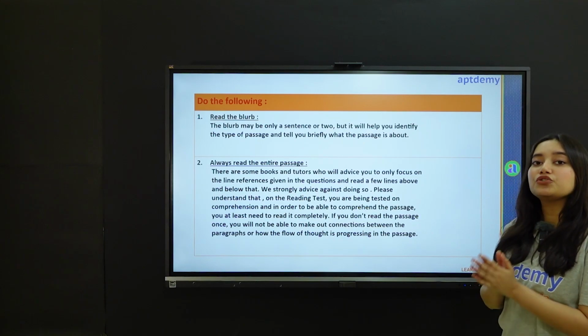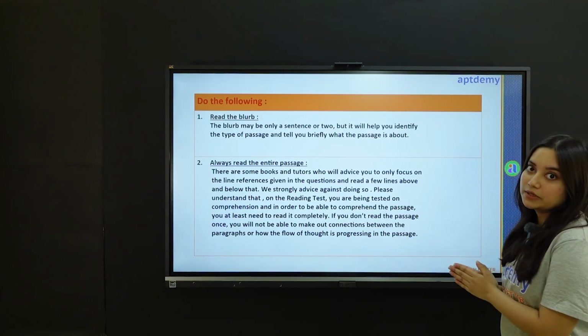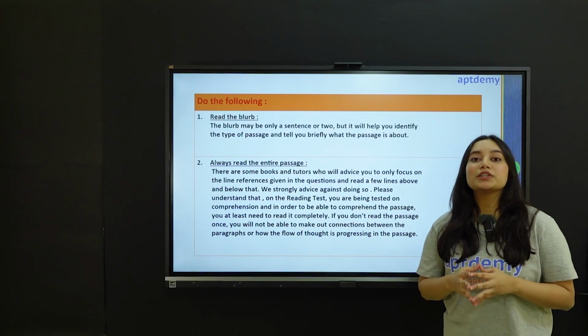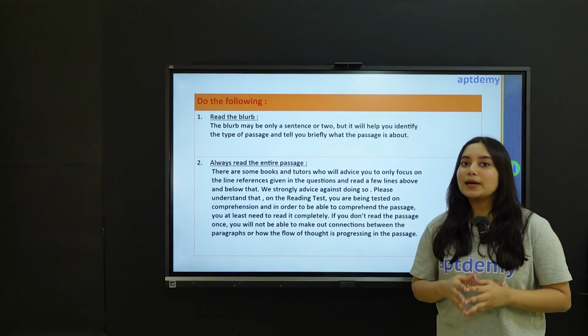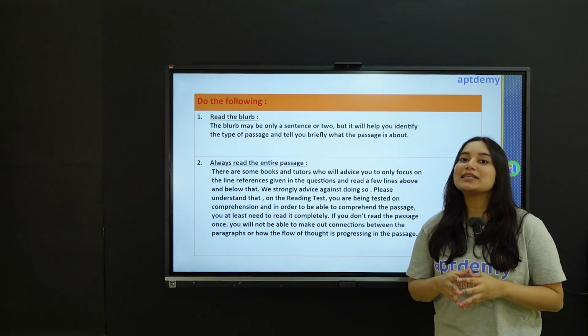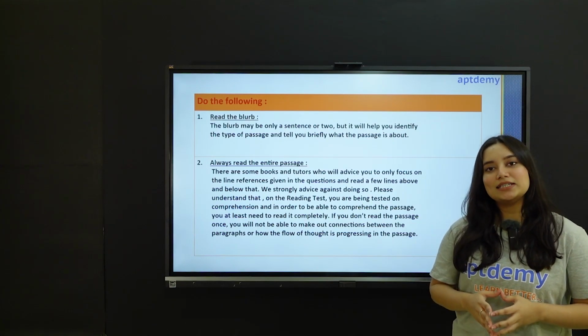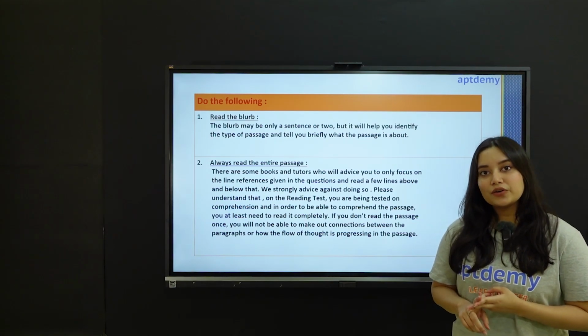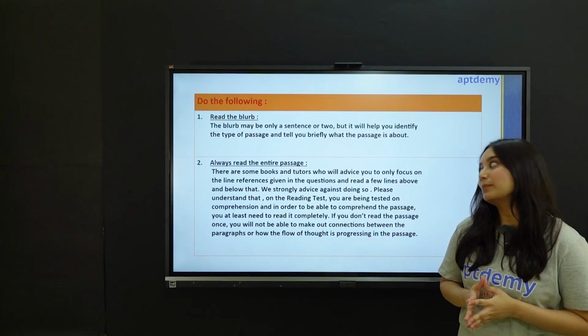So the first thing to do is to read the blurb. The SAT provides you with a blurb at the beginning of the passage. The blurb is mostly written in italics. It gives you a basic idea on the author, the background of the passage, and what the passage is about.